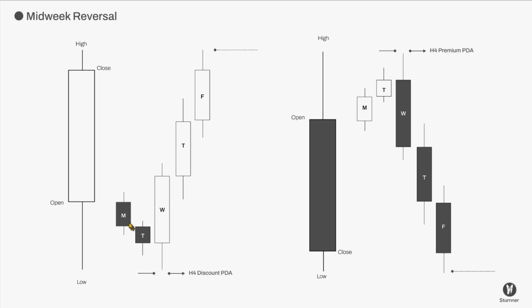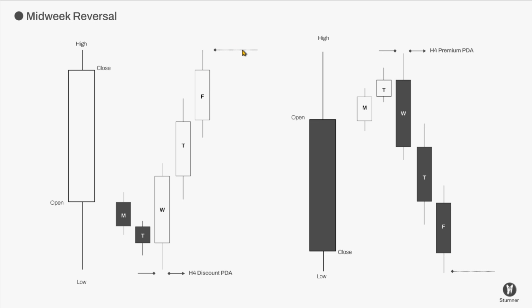after Monday and Tuesday trade lower against the true weekly direction. Price usually reaches into a higher time frame discount PD array on the hourly or 4-hour chart before establishing the reversal. Once the low is confirmed, the market begins expanding higher through Thursday and Friday as it delivers into higher time frame draw on liquidity.